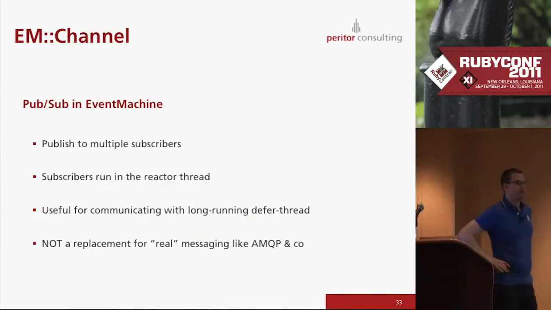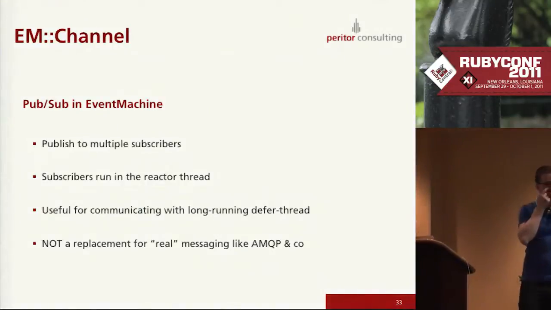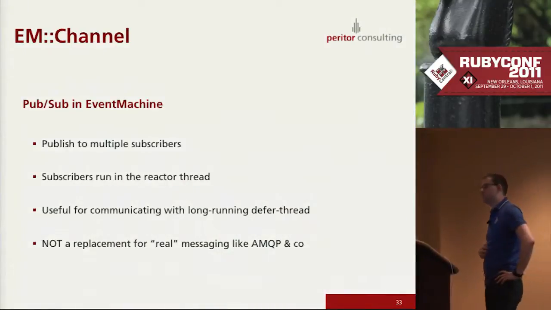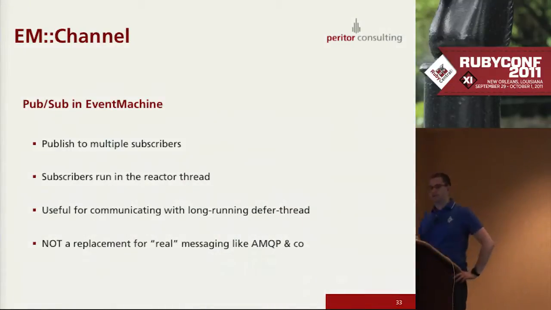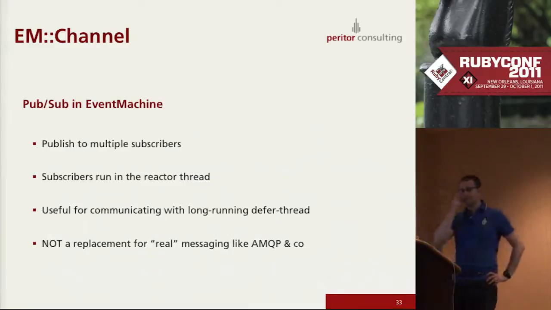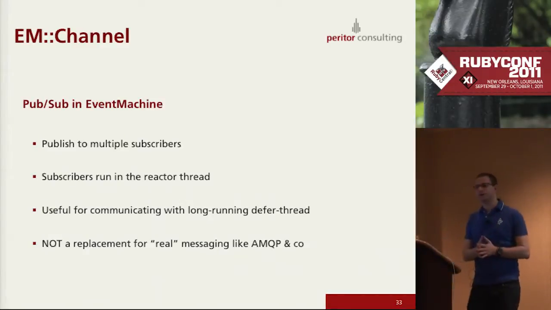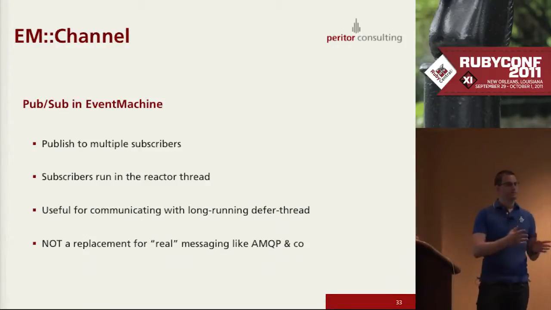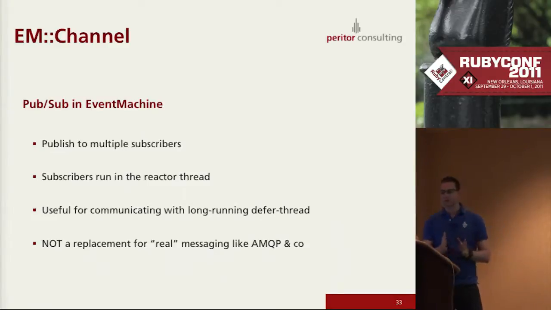Another thing that helps you to structure your code are channels. Channels are a simple pub/sub implementation, again in memory inside EventMachine. So they are not a replacement for a real messaging application like AMQP and RabbitMQ and whatever. They're just in process, but they help you again to structure your code. They make sure that subscribers and publishers can safely communicate cross-thread with each other.